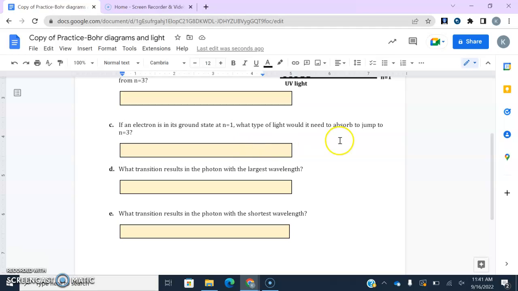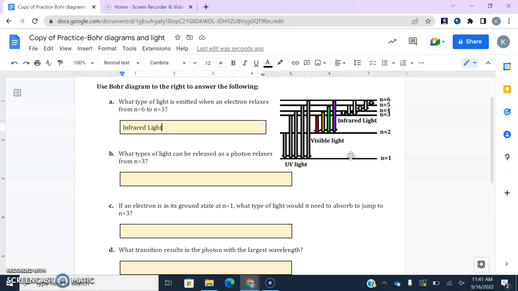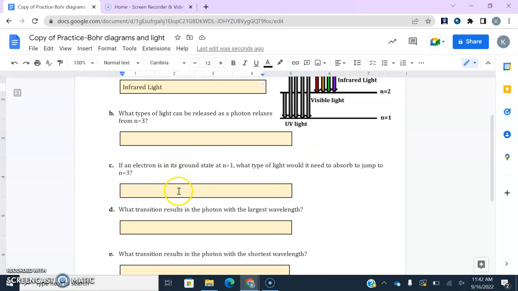For C, if an electron is in its ground state at N1, what type of light would it need to absorb to jump to N3? In that case, you would go backwards. So what type of energy would need to be absorbed for an electron to go from 1 up to 3? Well, there's only one category that even starts at the lowest energy level and goes up to 3. So for this one, it would be UV light. Okay, so it's just kind of the reverse of what we're doing as we fall.